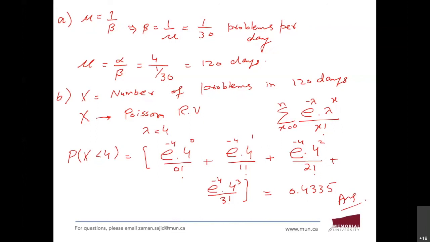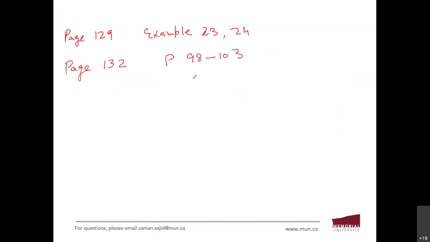Folks, I need to go to the next slide, please. Now, in your textbook, Douglas and George, which is available on D2L, on page 129, try to attempt examples 23 and 24. And on page 132, try to attempt the problems from 98 to 103. These are only 5 problems that you can try.